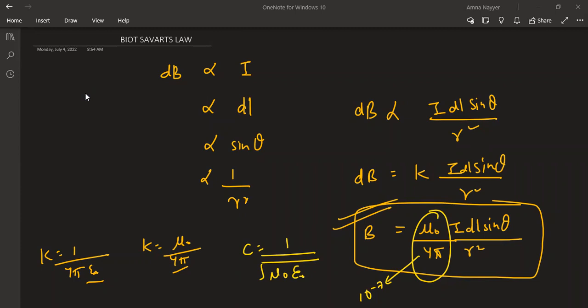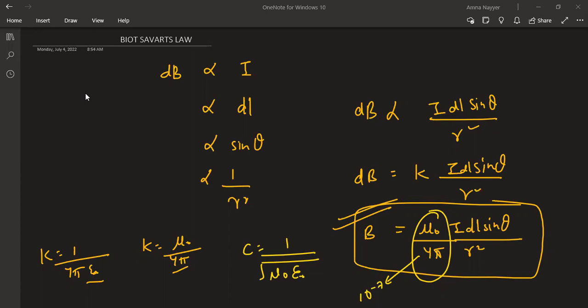Now, what is the theta over here? It's the angle between the position vector and the current element. The position vector is simply the separation of the point from the conductor, and the current element is a part of the entire conductor that we take. So when you combine this, you get dB is directly proportional to I dl sine theta by r square. So dB is written as k I dl sine theta by r square.